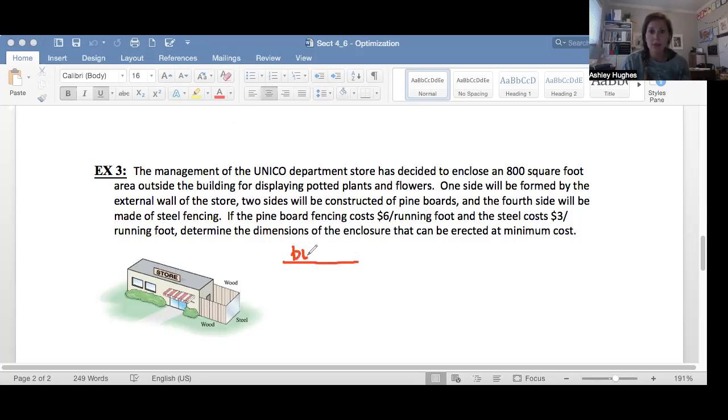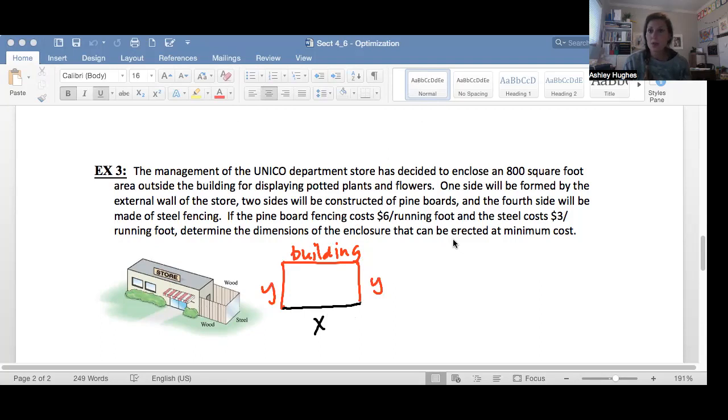Okay, so we have a building. And then we have these 2 sides here. They're going to be made of wood. And then you have this side that's going to be made of steel. So say I call this X and I call these Y.